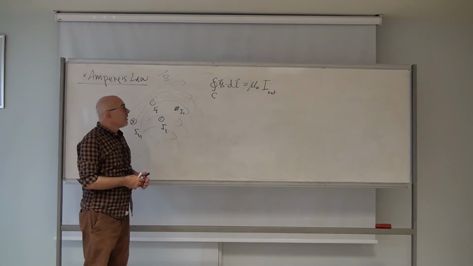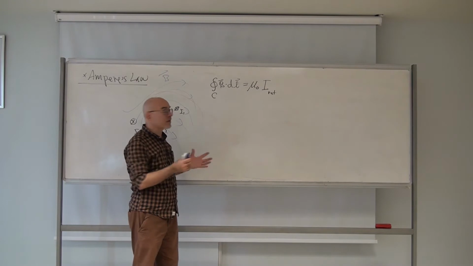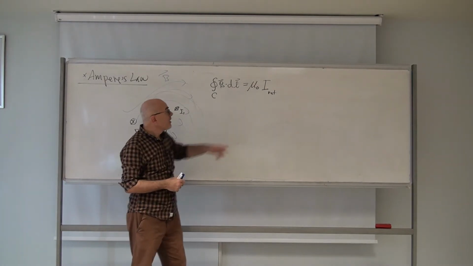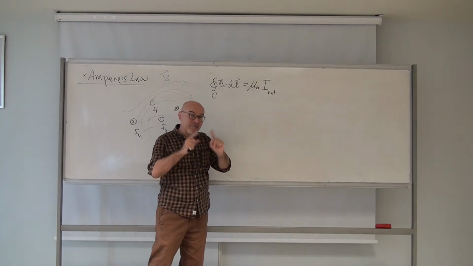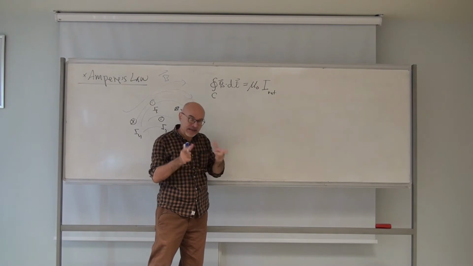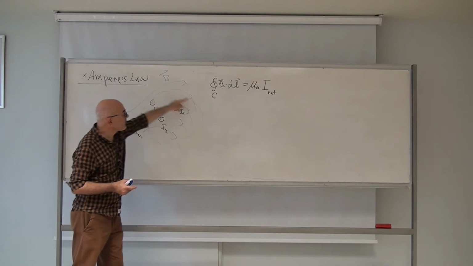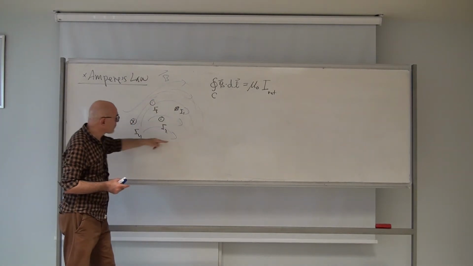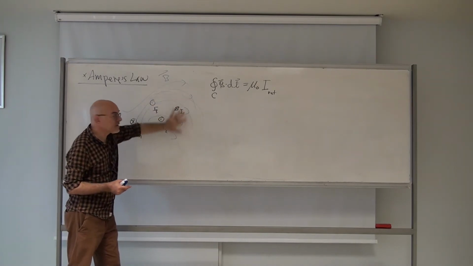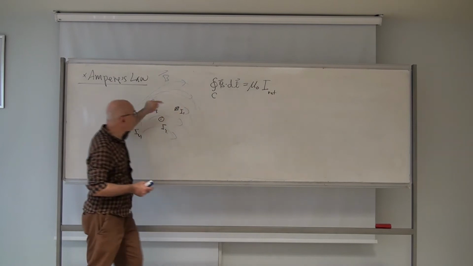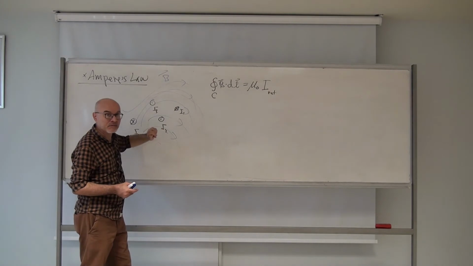Now, mu naught, we know what's mu naught. It is the permeability of free space. I'm assuming that the whole setup is in free space. And I net is the net current piercing the plane, the area defined by the loop. So in this case, this red contour, or loop, whatever you like, encloses an area, which is this area. So I net here is the net current that is piercing this area, okay?